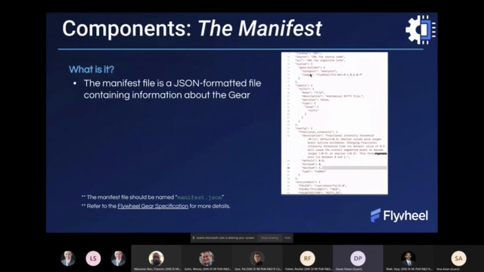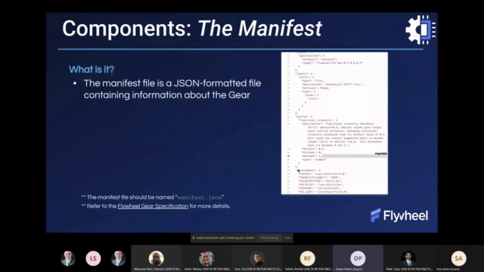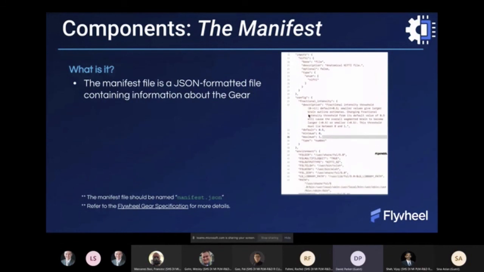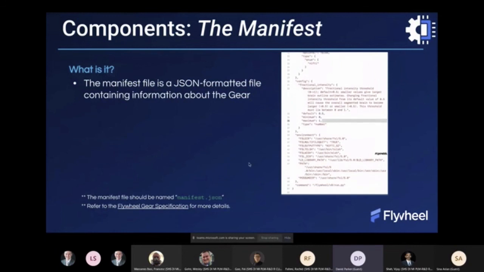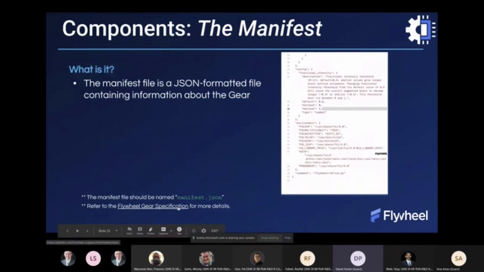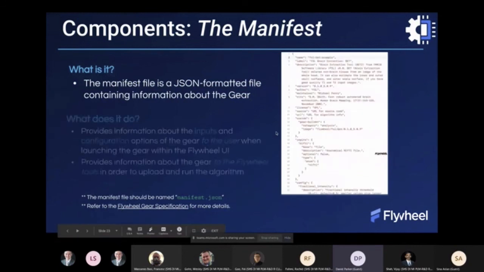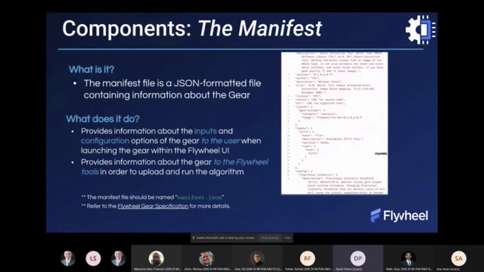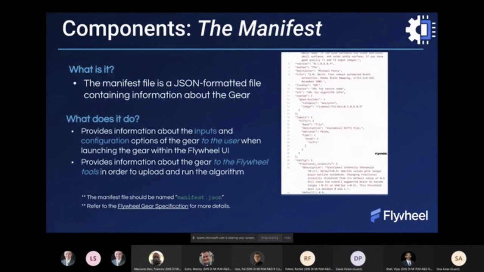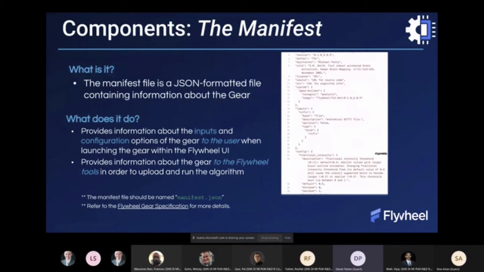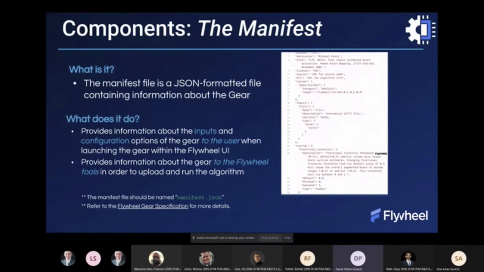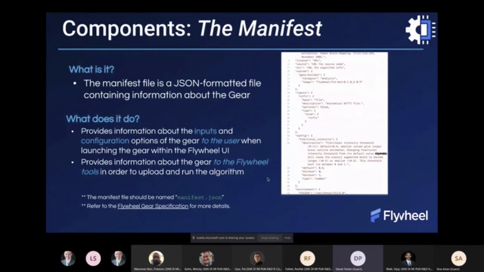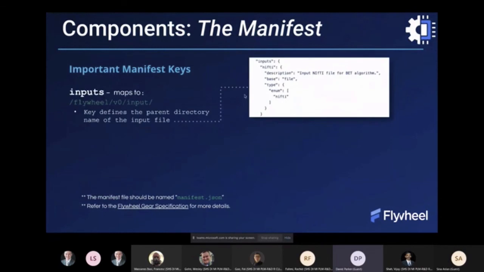It's a JSON file broken up into a number of different sections. Each section has different properties. The properties specify different things. This is all covered in our Flywheel Gear specification. Pretty much required reading. This generates the user interface for when you're running a gear, and it helps you get all the necessary parameters and inputs into the gear engine. I'm just going to continue because this will make more sense in a second. There are a few key parts.